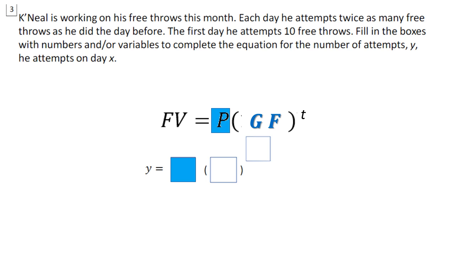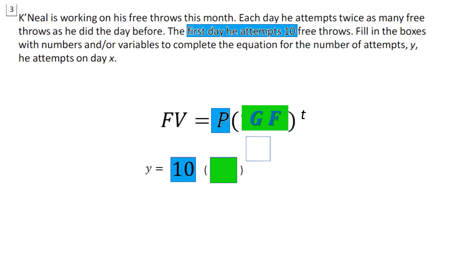That's that P. What does P stand for? That's for principal, which is our starting amount. What's the starting amount of free throws that Keneal makes? He's attempting 10 of them, so 10 is that starting amount for us. Now, he's not going to do 10 every day. We're going to apply a growth factor to that.